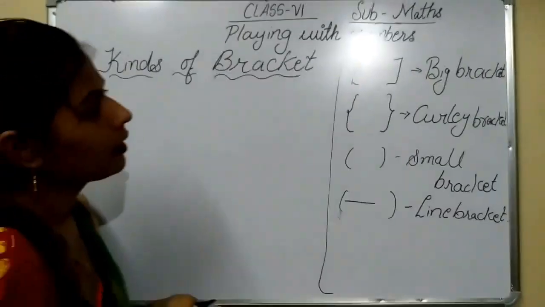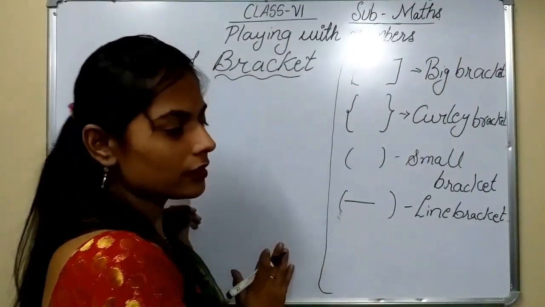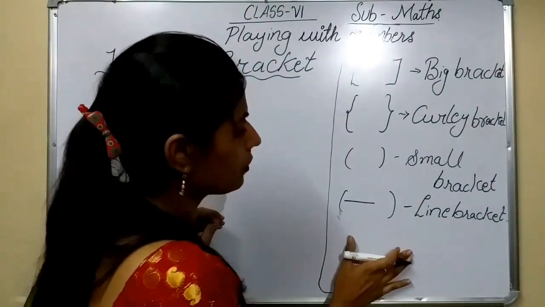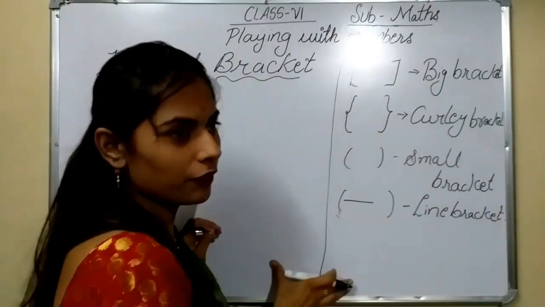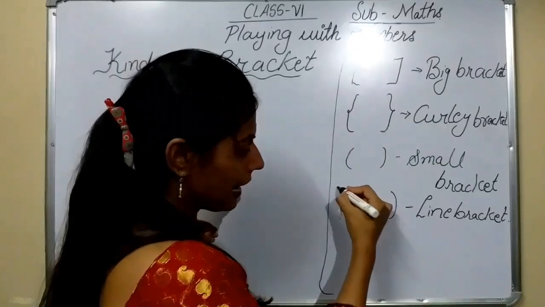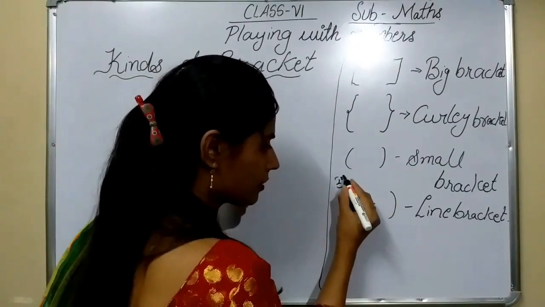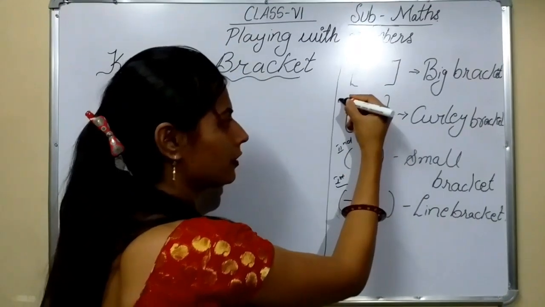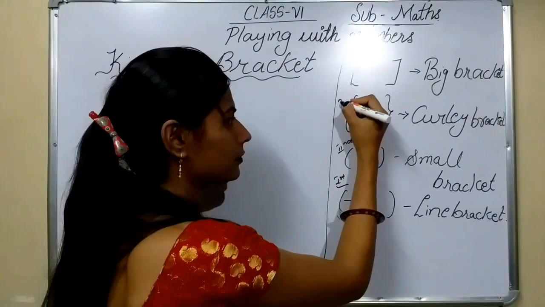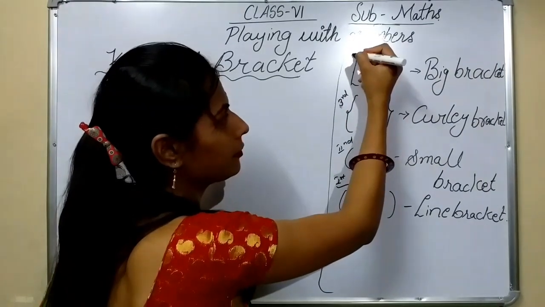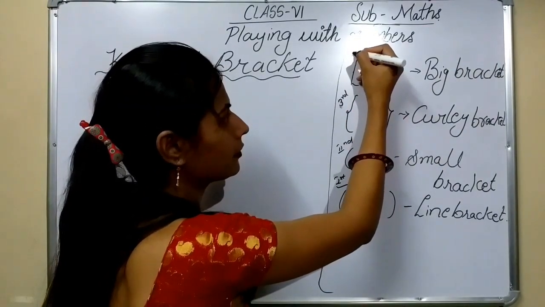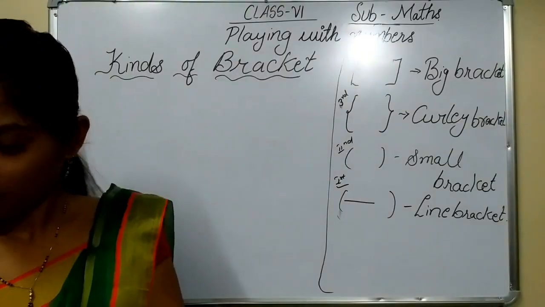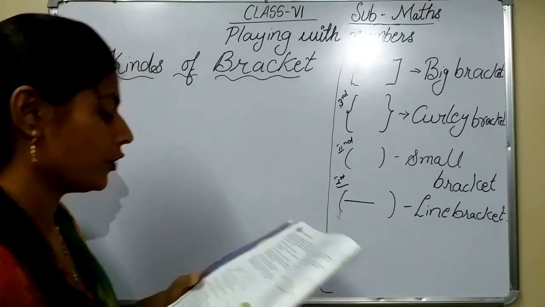So you must know which bracket you have to solve first of all. Whenever you get any simplification, you have to solve the line bracket first, the second is small bracket, then curly bracket, then big bracket. Okay, now I will show you some examples.